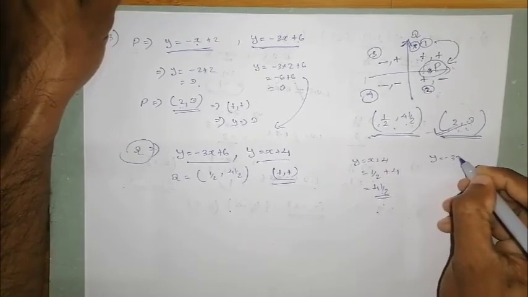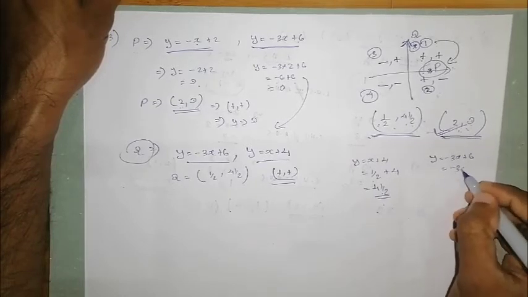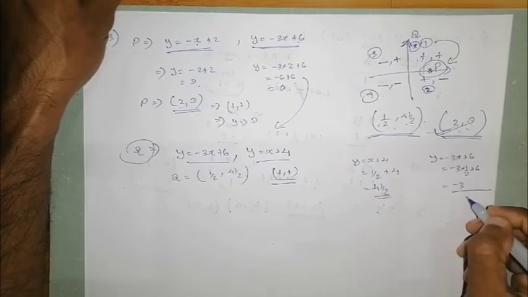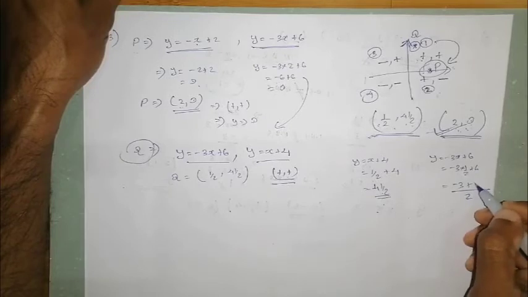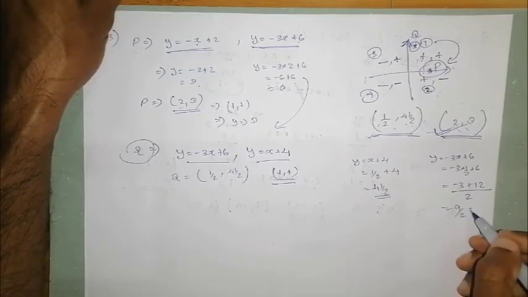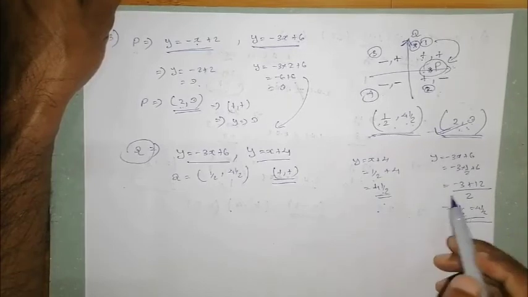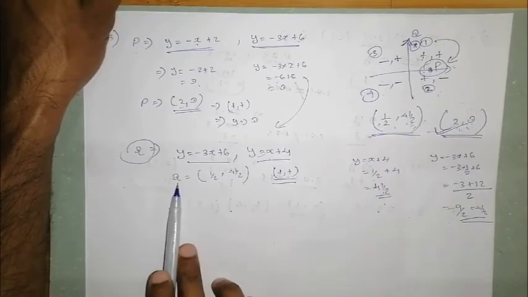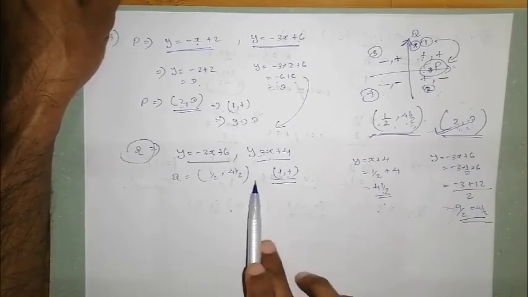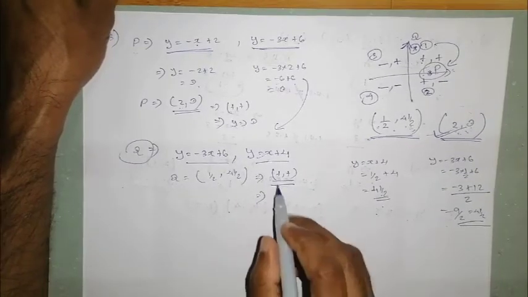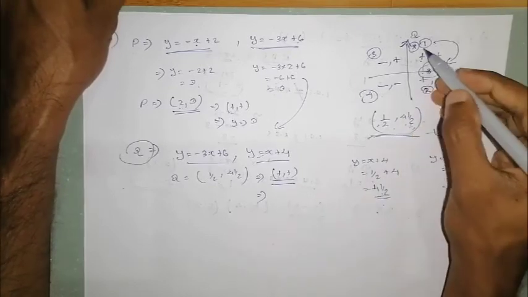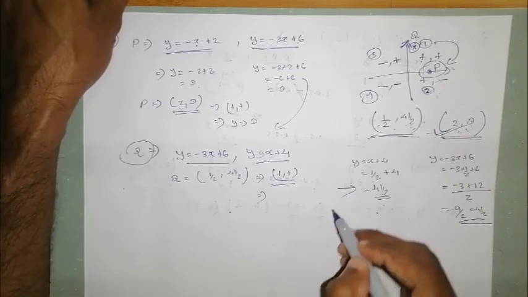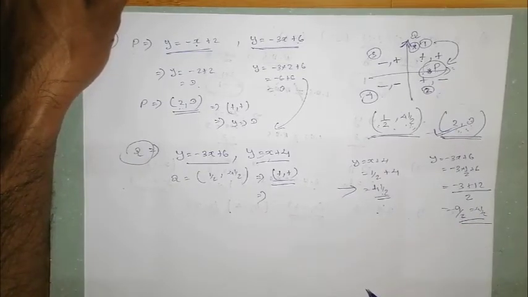Okay, y equals minus 3x plus 6. So minus 3 into half plus 6. So minus 3, the LCM is 2. So minus 3 plus 12, so 9 over 2. 9 over 2 means 4.5. Both the equations are satisfied by half and 4.5. So the point Q is going to be half and 4.5. So we have 2 reasons here. Both coordinates are positive because the position of Q is in the positive area. The second one we can check with the substitution.